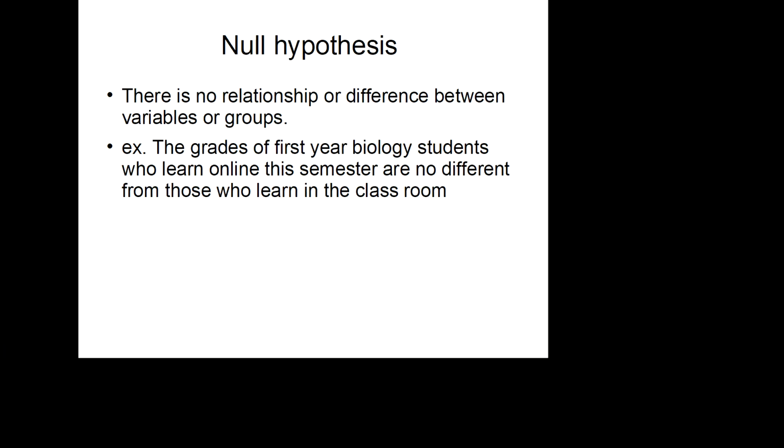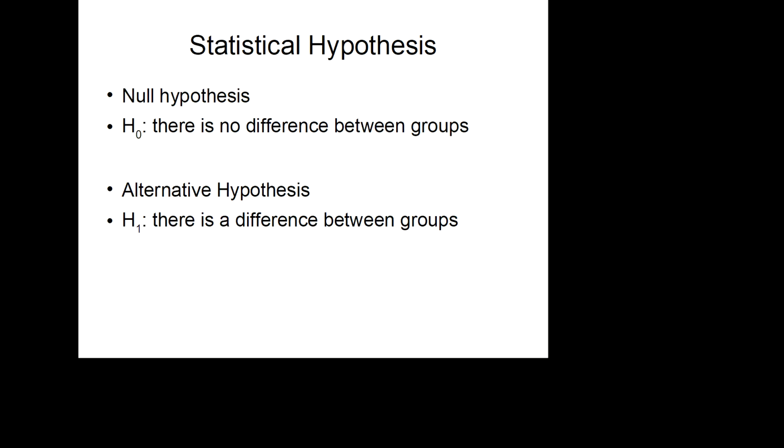Null hypothesis. Null hypothesis means that there's no relationship or difference between variables or groups. Example, the grades of first-year biology students who learn online this semester are no different than those who learn in the classroom. This is your statistical hypothesis. The null hypothesis is usually expressed as H0. There's no difference between groups. And the alternative hypothesis is H1. There's a difference between groups.